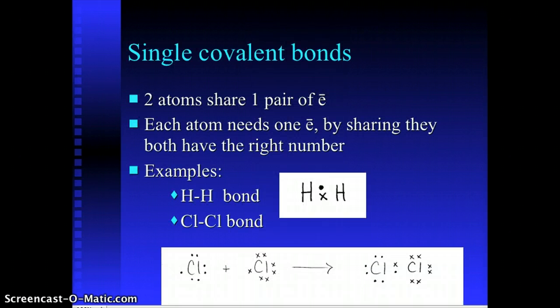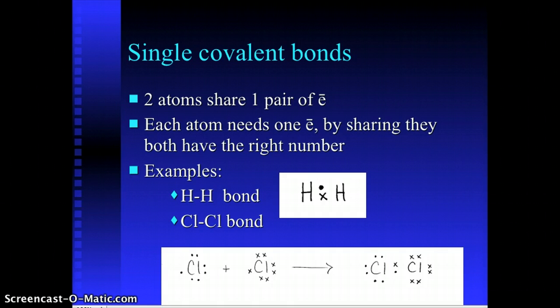So we talked about three different types of bonds. Single covalent bonds are the first type here. Again, these are covalent, so we're having sharing going on. When two atoms share one pair of electrons, that's called a single bond. So each atom needs one more to become stable. So they're going to each share one with someone else, and then they get the one more that they need, and that makes their stable single bond.